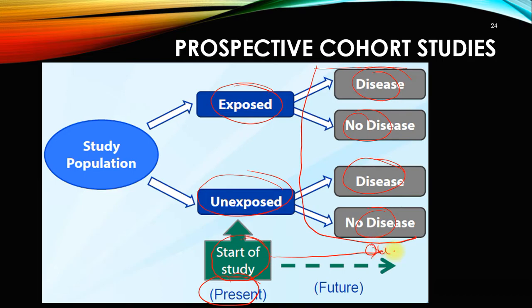This part is nothing but the outcome of the study. Okay. And this will be the exposure. Whether in presence or absence of the drug, will the outcome be disease or no disease. That is what we are concerned with over here. That is, if we expose the population to the drug, whether there will be disease or no disease. If we don't give the drug to the population, whether there will be disease or no disease.